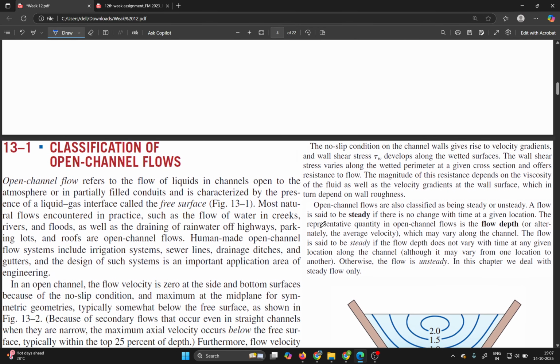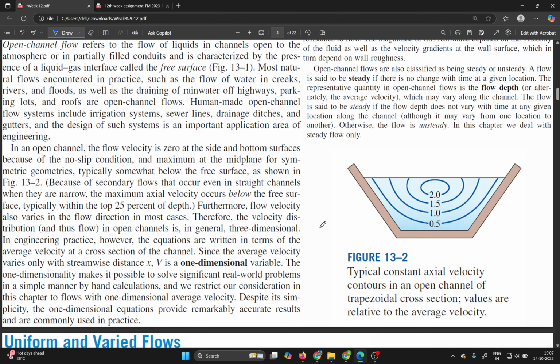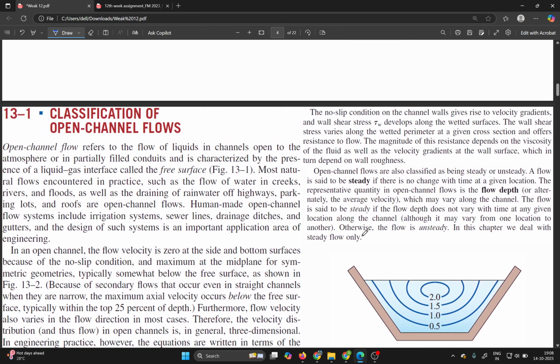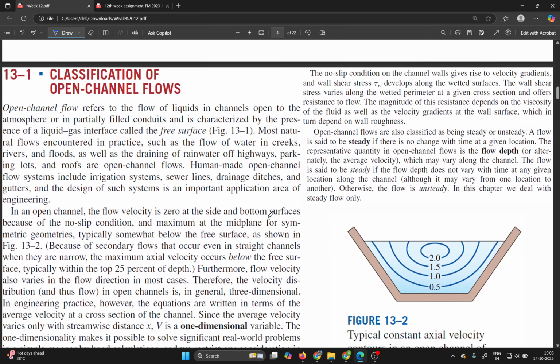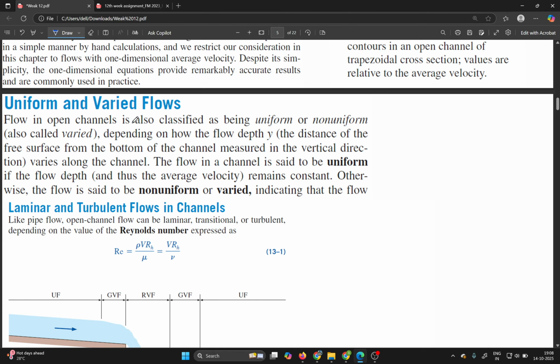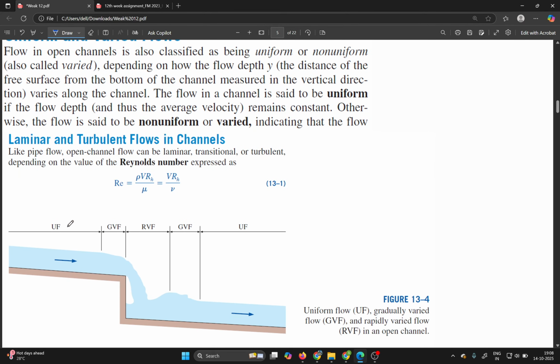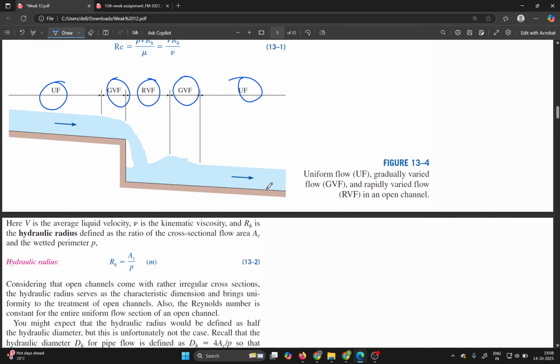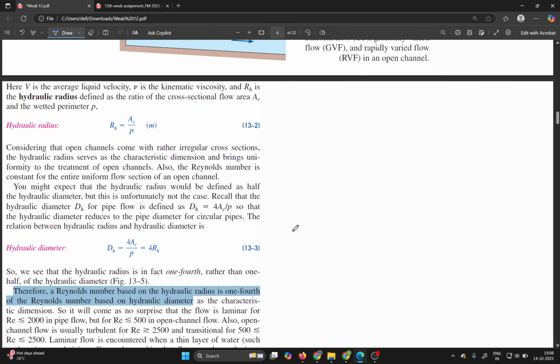Let us move with the next one. Here I have some pictorial representation: what is open channel flow and so on. I have included all these things here, and what is Reynolds number, what is uniform and varied flow. Here you can see uniform flow, gradually varied flow, rapidly varied flow, then gradually varied like that, and this is uniform flow again. After I upload this, you can go through it. I'll upload this PDF also, so you can go one by one, and I'll take one extra session.